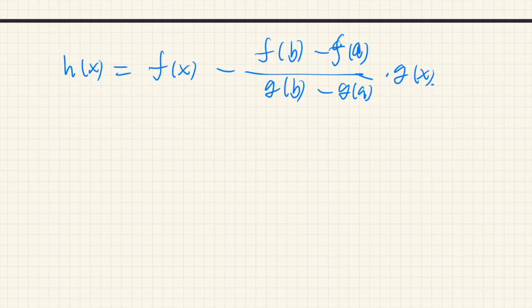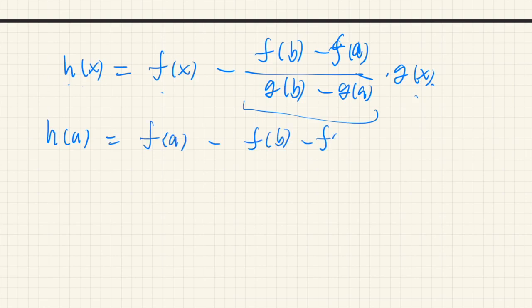Now let's calculate the values of this function at a and b. Okay, so h, by the way, this is just a constant, and it's a linear combination of f and g. So h of x is continuous between a and b, including a and b, and also differentiable between a and b on the open interval. Anyway, so let's calculate the value of h of a. So that is f a minus f b minus f a over g b minus g a times g a.